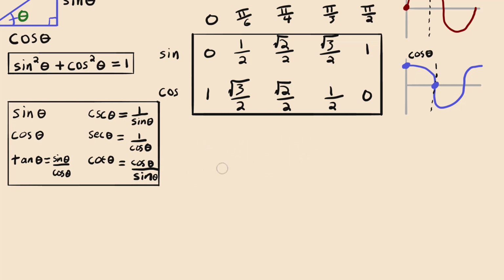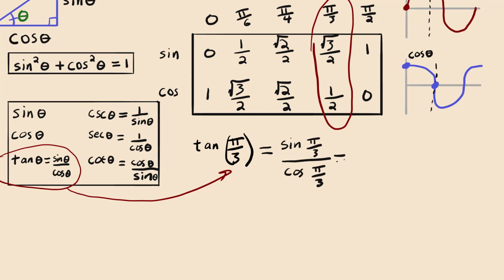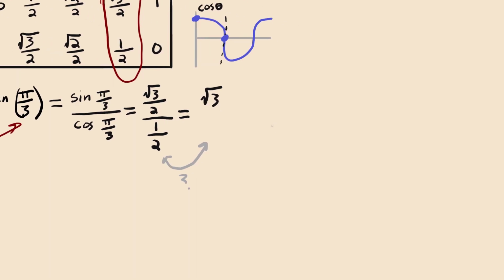And then going a step further, how do you get tangent of pi over 3? Well, you know that tangent is equal to sine over cosine. So you can rewrite it and say tangent of pi over 3 is equal to sine of pi over 3 over cosine of pi over 3, which is root 3 over 2 over 1 over 2, which equals root 3. And just to give you a small refresher on whether or not this is true, you can rewrite this as root 3 over 2 divided by 1 over 2, and then keep change flip to get root 3 over 2 times 2 over 1, which equals root 3.